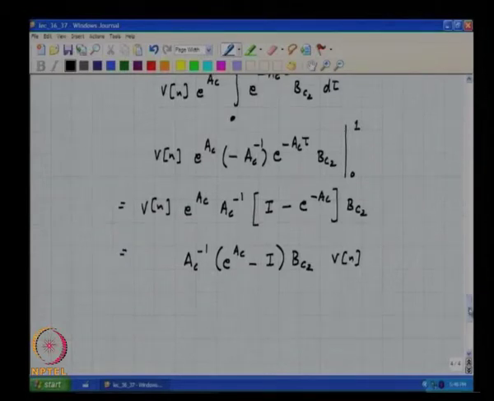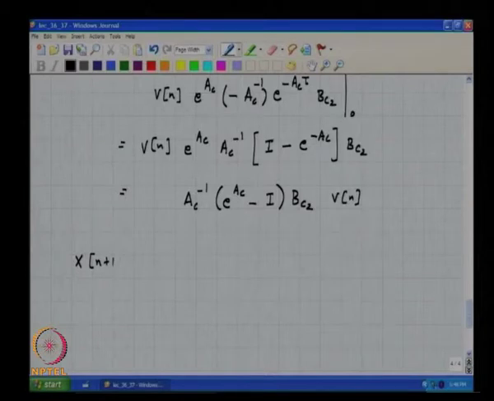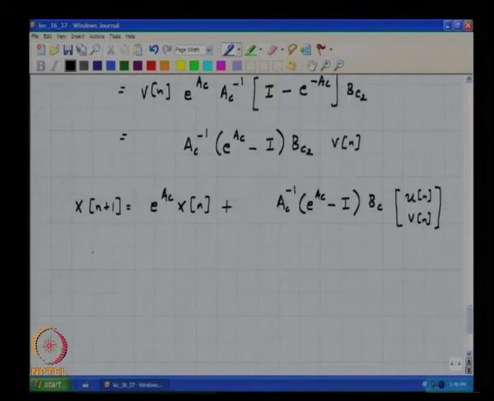All right. So, therefore, x of n plus 1 is e to the AC x of n plus AC inverse e to the AC minus I times BC times U of n V of n. Does it make sense?